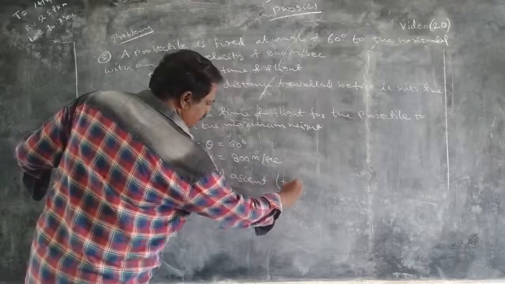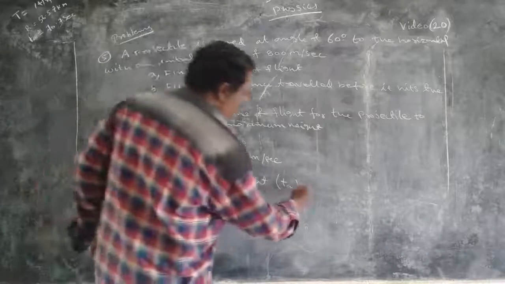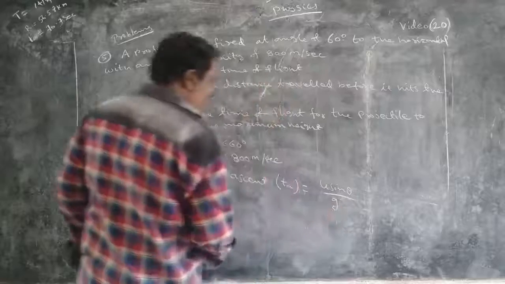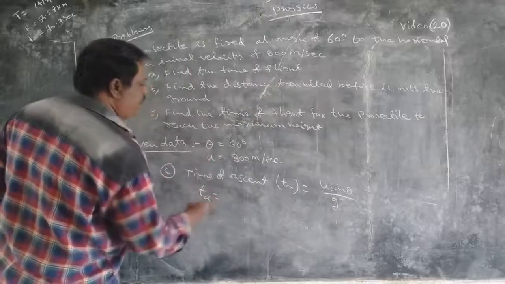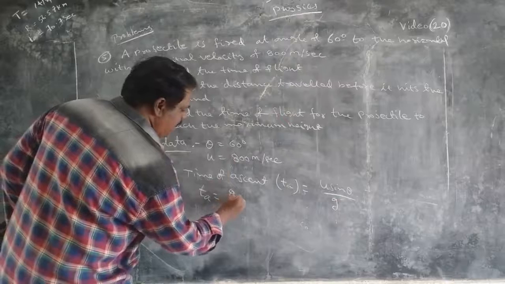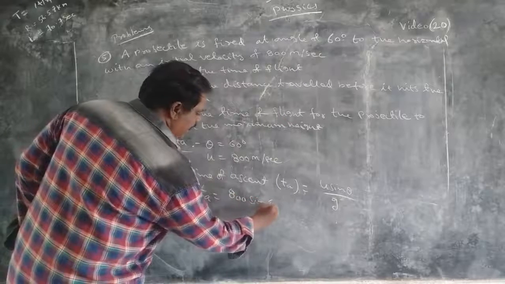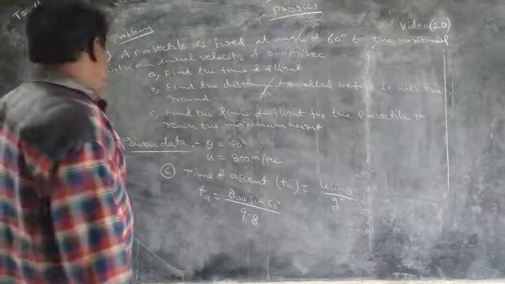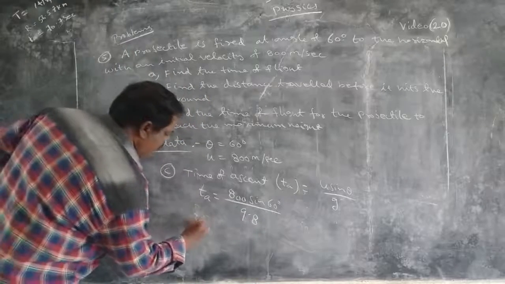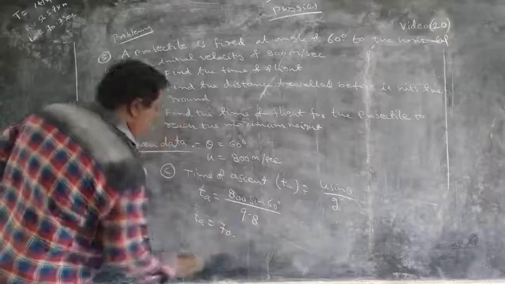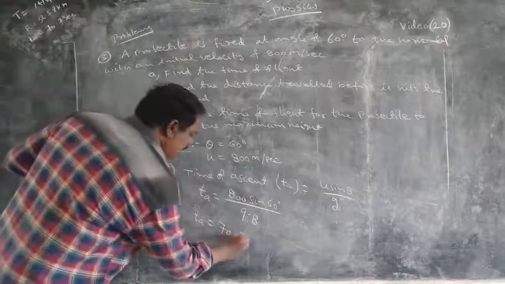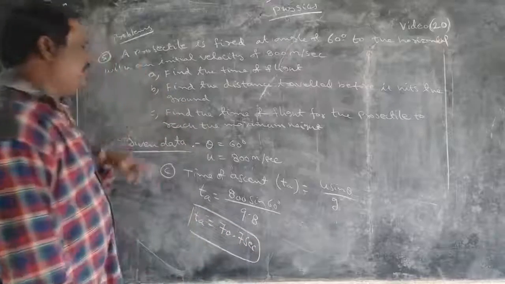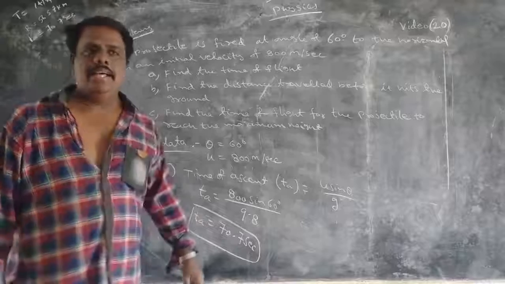The time of ascent should be denoted with T suffix A. What is the formula for T suffix A? U sin theta by g. Here they have given the U value, initial velocity 800, the theta value 60 degrees, and the g value 9.8. On solving, the time of ascent will be 70.7 seconds. Okay, this is the value for the time of ascent. So we have solved all three cases in the given problem.